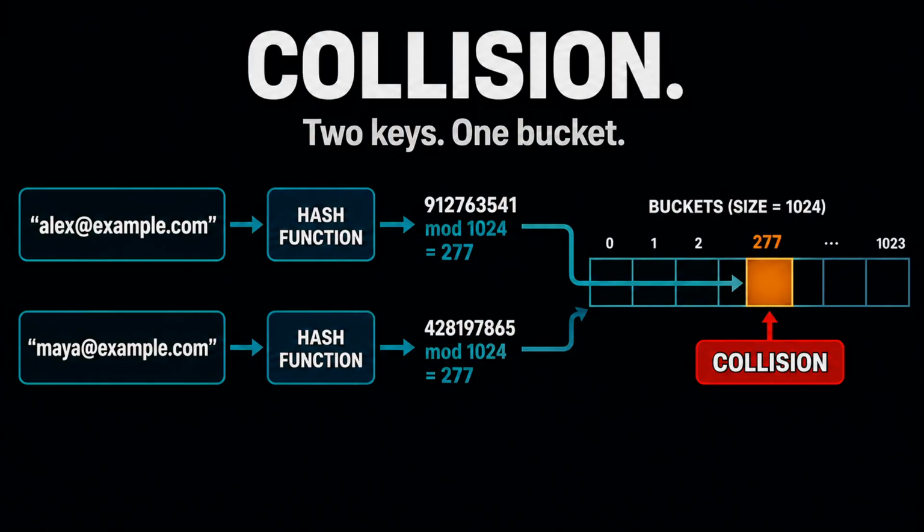But there is a problem you cannot avoid. The hash function returns an integer in some huge range. The table only has, say, 1,000 buckets. The integers get squeezed down. Sooner or later, 2 different keys land in the same bucket. A collision. The rest of the chapter is about what hash tables do when that happens.